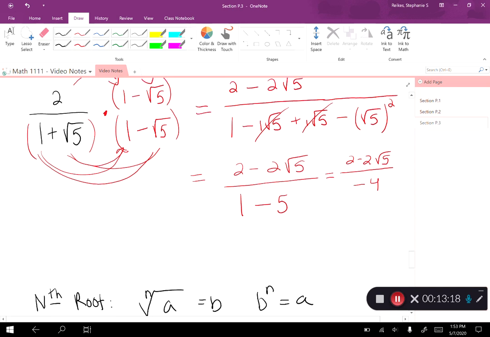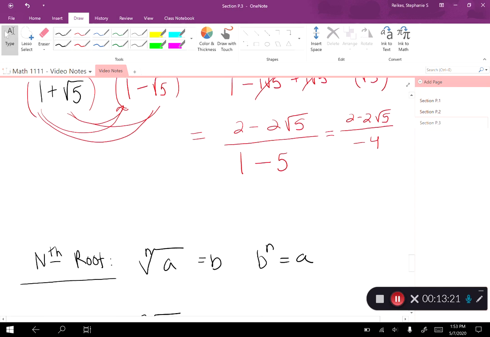And then it so happens that this problem simplifies. I got 2, 2, and 4, so everything reduces by, divides by 2, right? So this is 1 minus 1 root 5 over negative 2. And we'll just leave it like that.